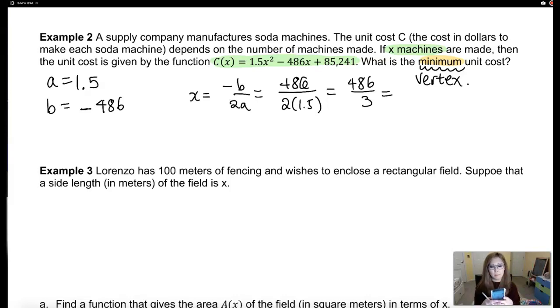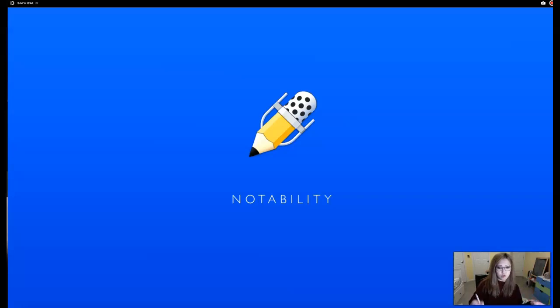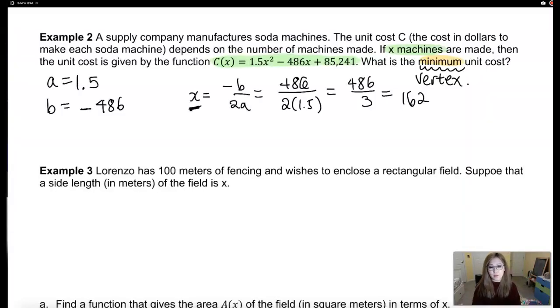Let me see. 486 divided by 3 is 162. Now, what does X stand for? Because we just found the X. X stands for the number of soda machines. So, if they make 162 soda machines, they will be able to minimize the cost.